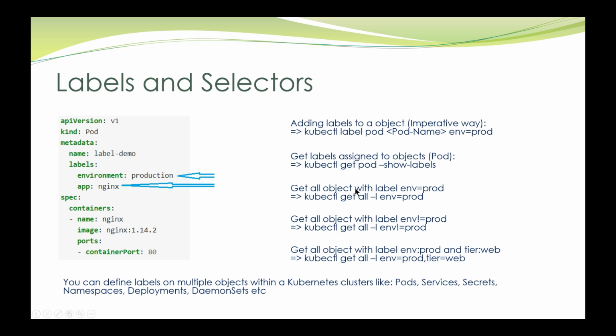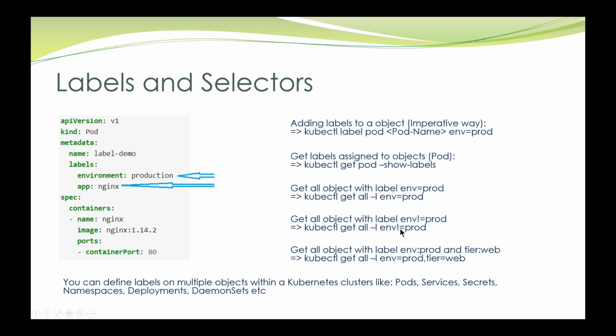Get all objects with a label. Suppose you want to fetch all the objects, I'm not talking about the pod. We want to fetch all the objects in the default namespace which have the label environment equal to pod. We can do that by executing this query.